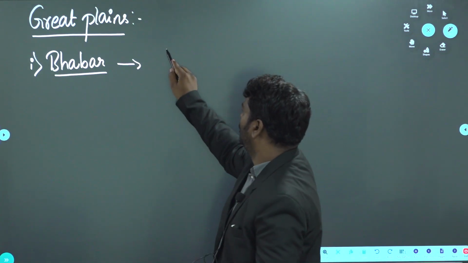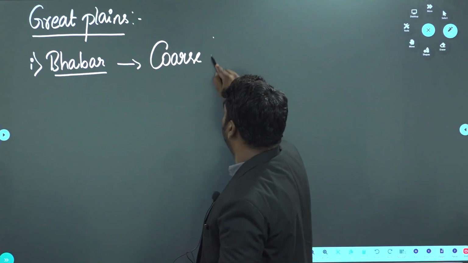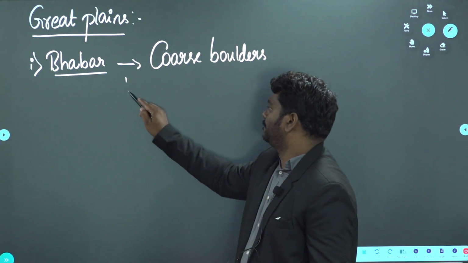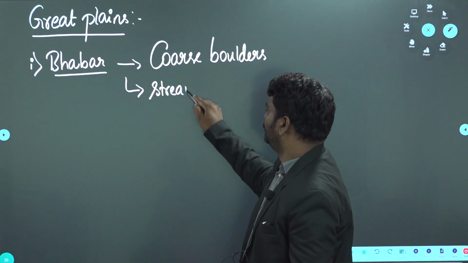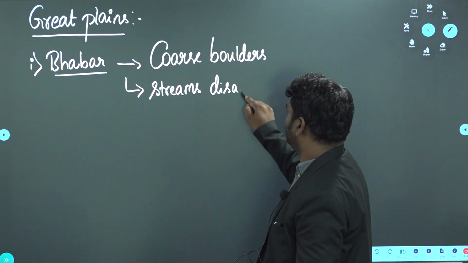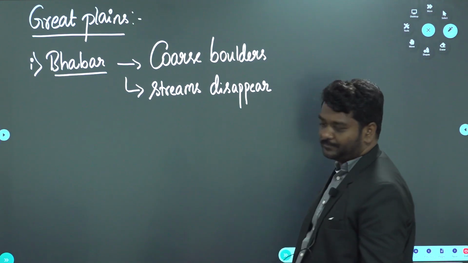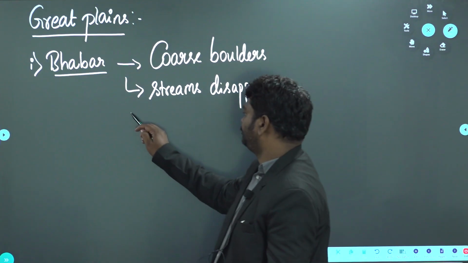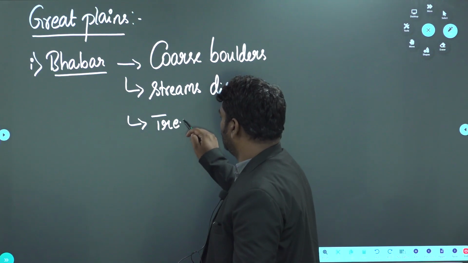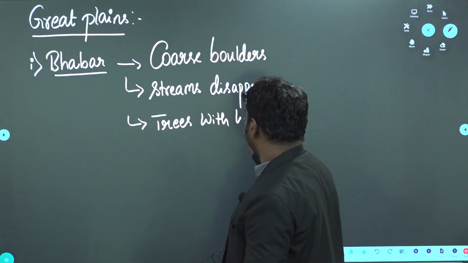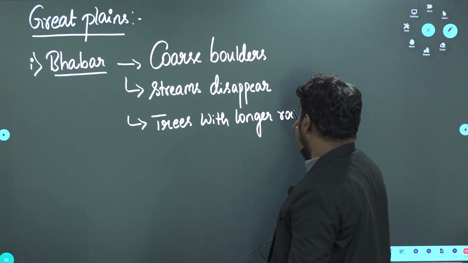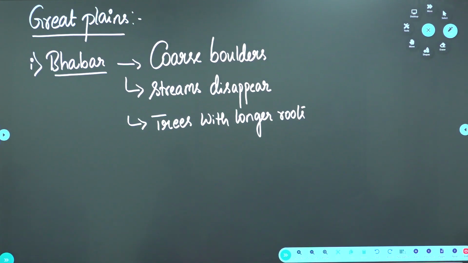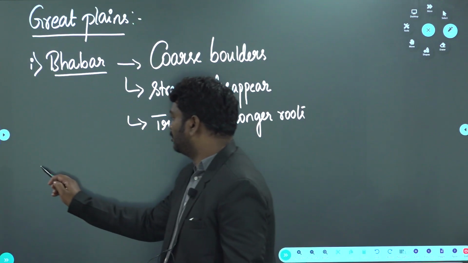Bhabbar region. Coarse boulders will be there. Streams disappear. Trees with longer roots. Bhabbar.